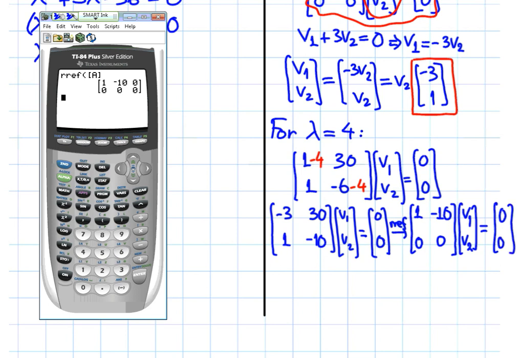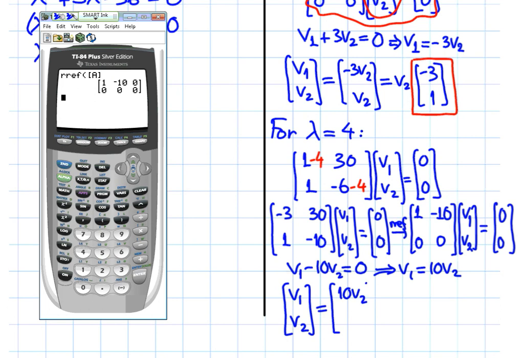Again, the last row of 0 doesn't help us. Only the first row, V1 minus 10 V2 equal to 0, which gives us V1 is 10 V2. Now if we write the solution as V1 and V2, where V1 is 10 V2 and V2 is V2, factor out V2, we have 10 and 1. And we choose 10 and 1 as the vector corresponding to the eigenvalue of 4.